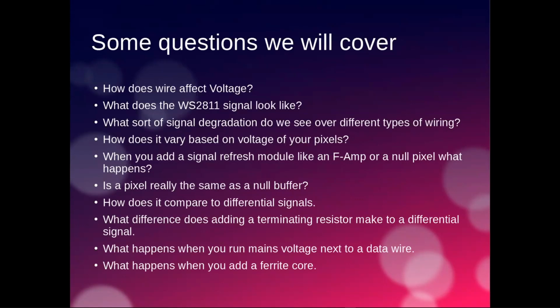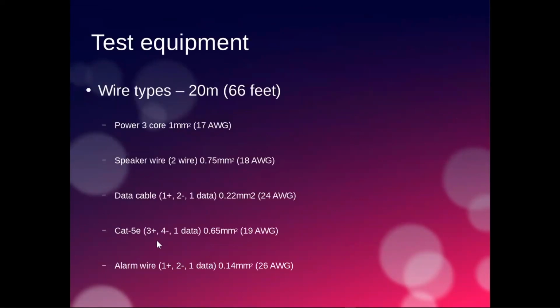Want to look at comparing the differential signals. So what does a DMX signal look like? What does a differential signal look like that comes from a controller? And what are some of the things that you need to consider there? And look at terminating resistors and the like. And then, yeah, we'll look at some things around interference and the like. So let's get into it.